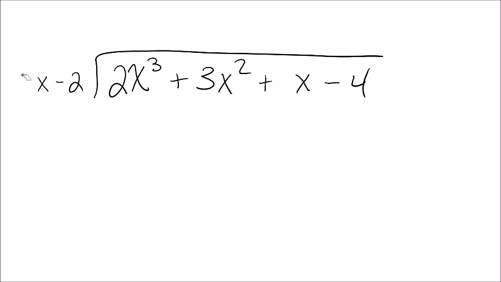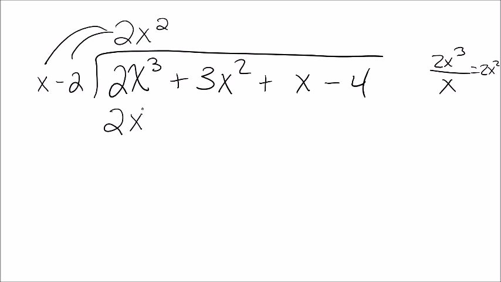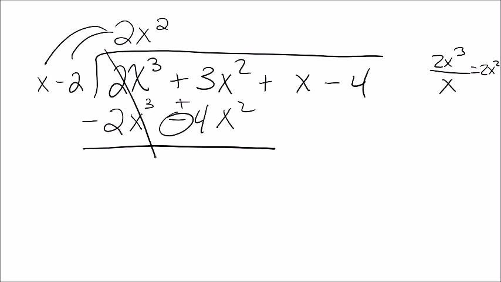Okay, so let's go ahead and try this out. We're going to do the same thing we were doing before. We take the first term divided by the first term. So 2x cubed divided by x is actually 2x squared. So that goes on top. I multiply that with everything in front. So now we get 2x cubed minus 4x squared. I change my signs, so that becomes a minus, this becomes a plus. And then we're left with 7x squared.